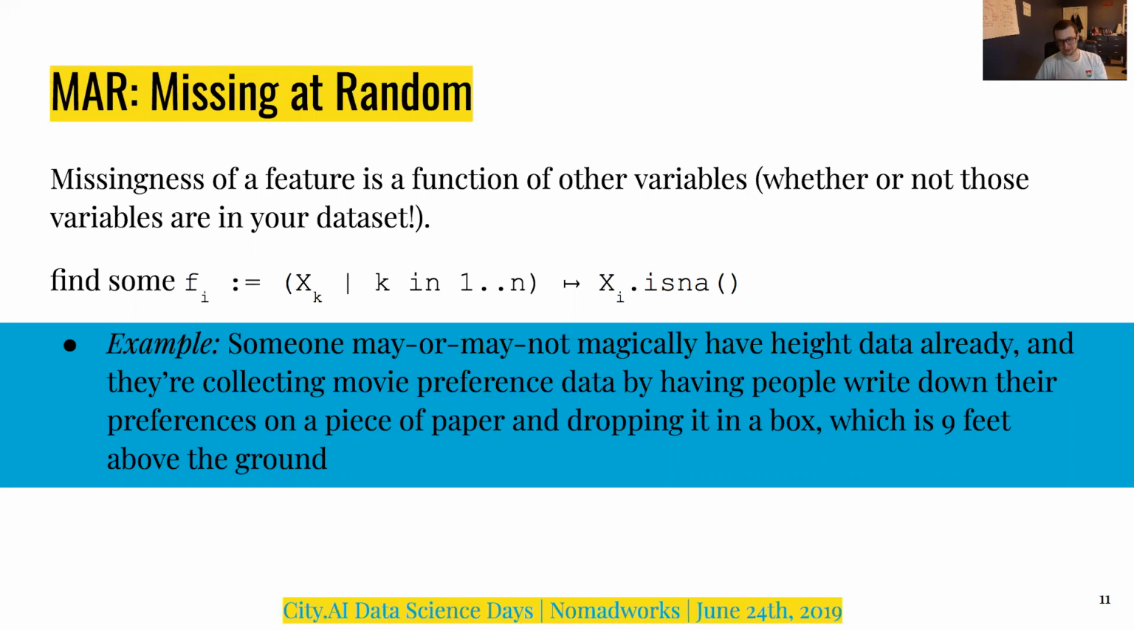And I stress, missing at random applies to 2 cases. It applies to the case where you magically have height data to begin with, and it applies to the case where you don't have height data. Okay, so we will still call it missing at random whether or not you have the variable that predicts the missingness. So this is important, and it'll lead to 2 different strategies, 2 different things that you can do.